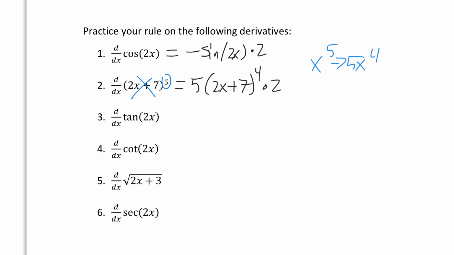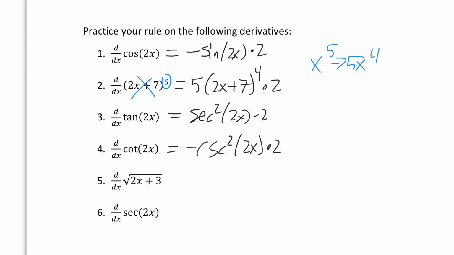All right, what's the derivative of tan? We remember that one is secant squared. And then we get our extra 2. Cotan is negative cosecant squared, 2x. And we get our extra 2. For this one, again, we have to write this as a root, or as a power, I should say. So we get 1/2, 2x plus 3 to the negative 1/2 times 2.